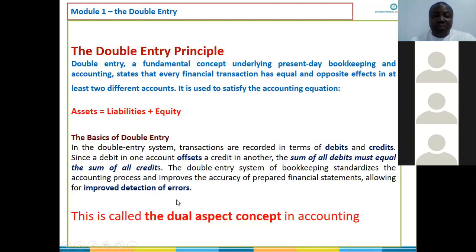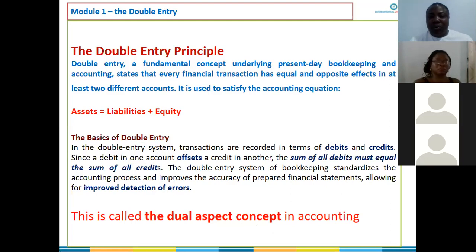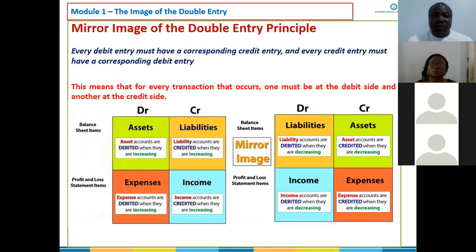This principle is also called the dual aspect concept. The dual aspect means the two aspects. The word dual means two. So accounting always has two aspects. We have the debit side and the credit side. And I know there is always confusion about what is a debit, what is a credit, what should go into debit, what should go into credit. So we are going to look at the next slide, which will explain to us more details about this double entry principle. Okay. So I have here what we call the mirror image of the double entry principle.